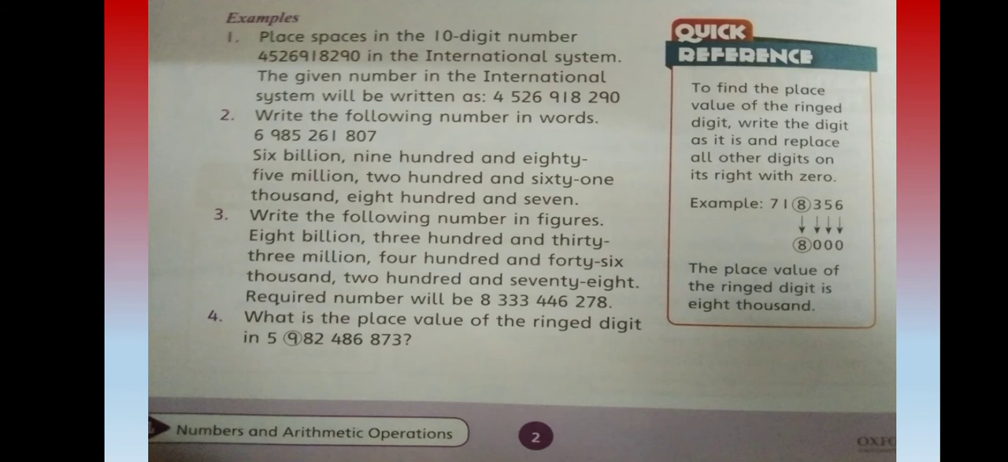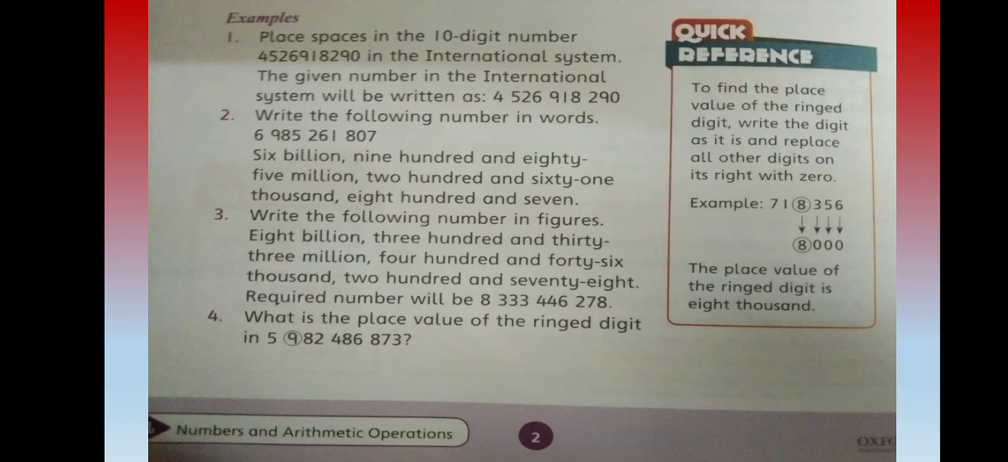Now moving on to the examples. First example is to place spaces in the 10-digit number in the international system. So a 10-digit number is given. We have to place spaces after every 3 digits. Starting from the units side, we write 290 and then place a space, and then we write 918 and then a space, and then 526 and then a space, and the last digit 4. So this is the way of writing a number in the international system.